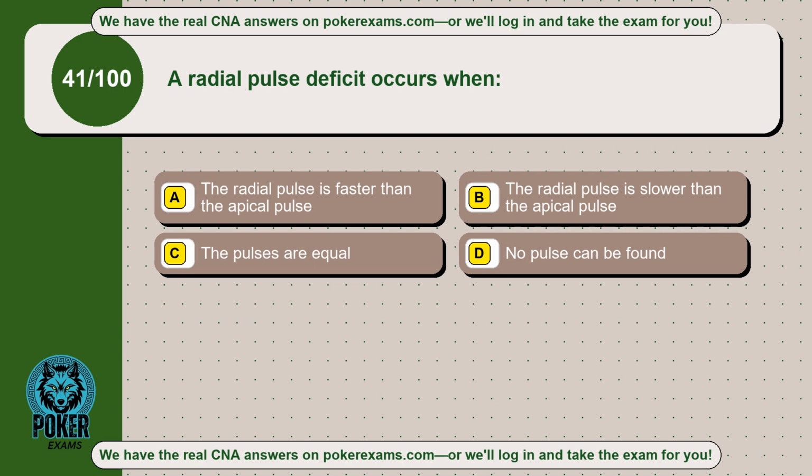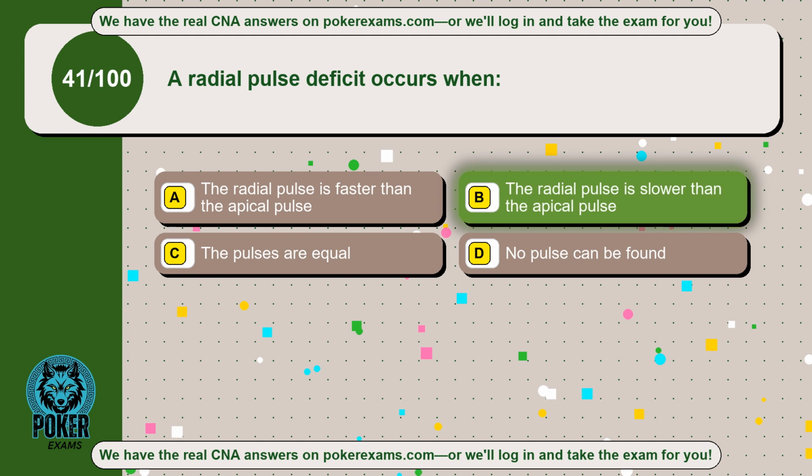Question 41. A radial pulse deficit occurs when: Option A. The radial pulse is faster than the apical pulse. Option B. The radial pulse is slower than the apical pulse. Option C. The pulses are equal. Option D. No pulse can be found.